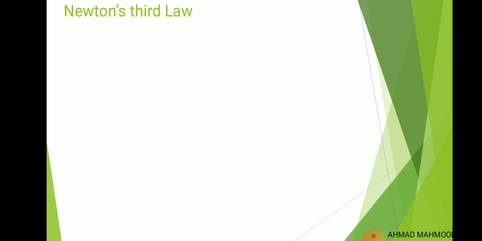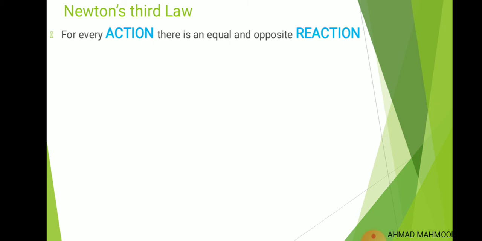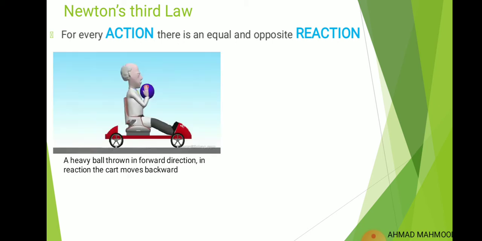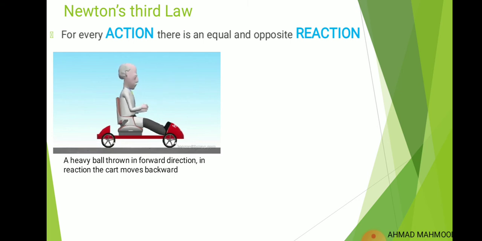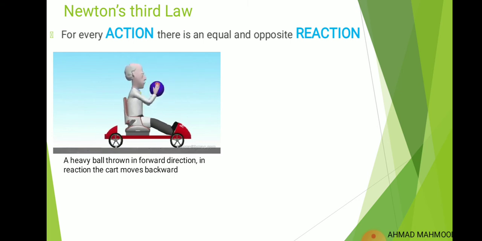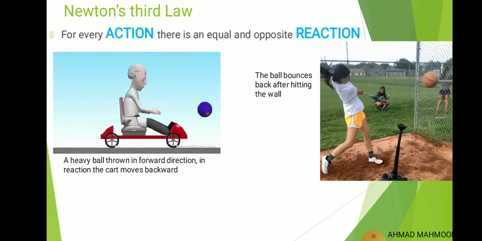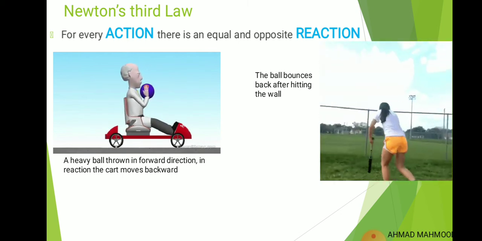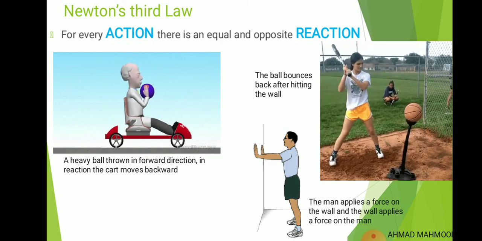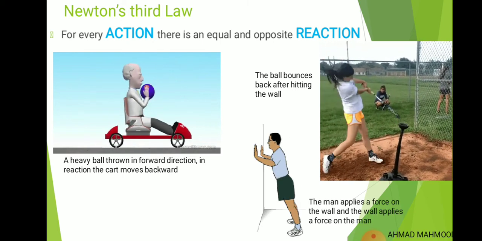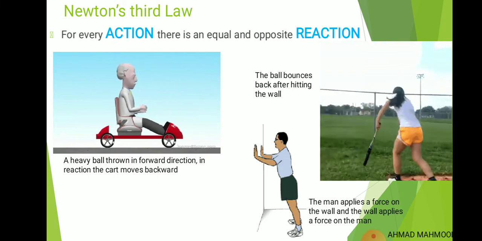Newton's third law. For every action, there is an equal and opposite reaction. For example, this old man throws the ball in the forward direction and his cart moves in the backward direction. So, the action is in the forward direction and the movement is in the backward direction. If the ball strikes a wall, it comes back and hits the person. The man applies the force on the wall, and the wall applies the force on the man.